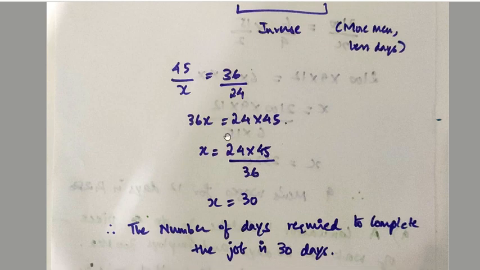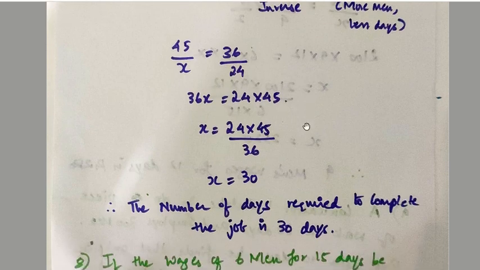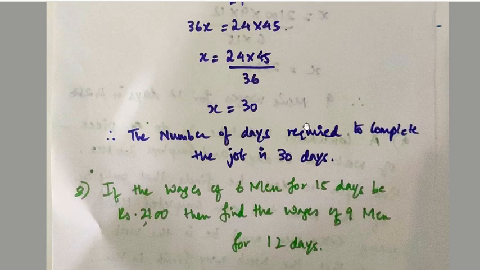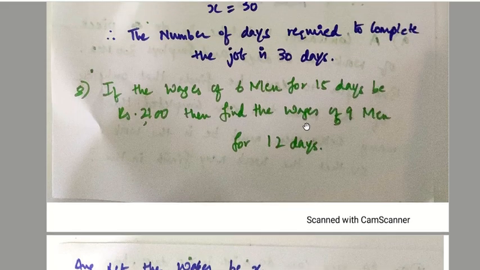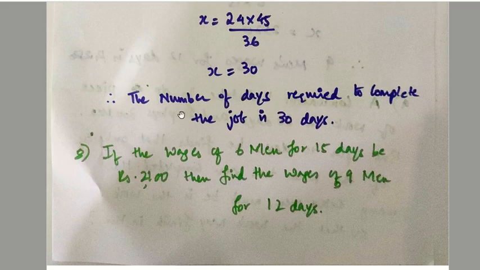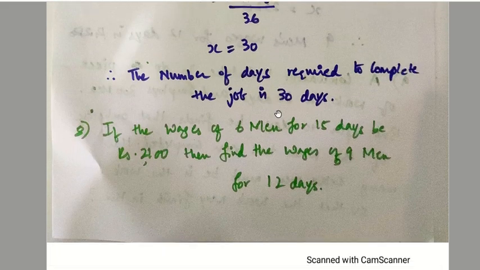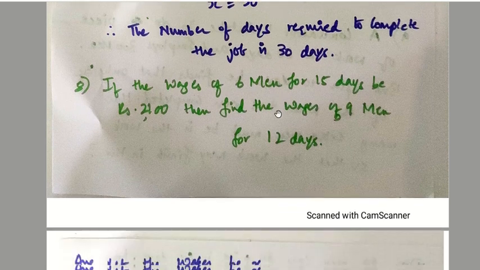So cross multiply, 36x is equal to 24 into 45. x is equal to 24 into 45 divided by 36. x is equal to 30. Therefore, the number of days required to complete the job is 30 days.